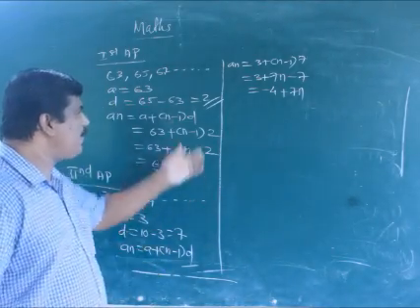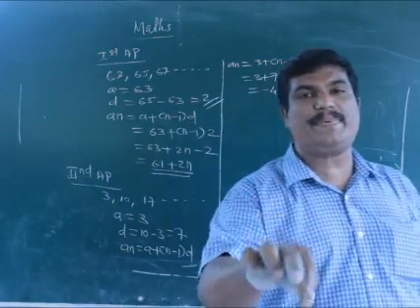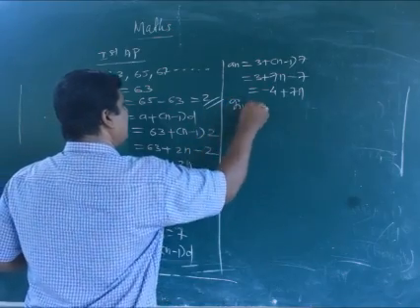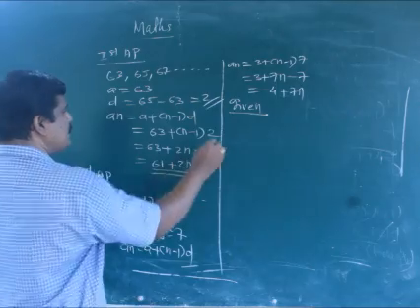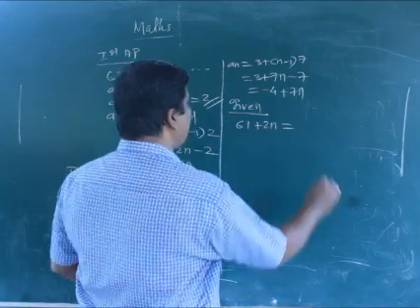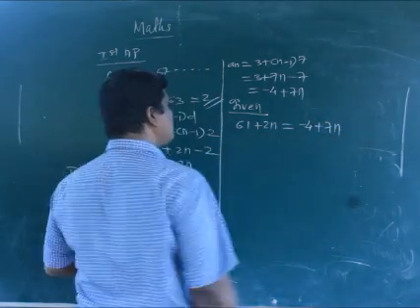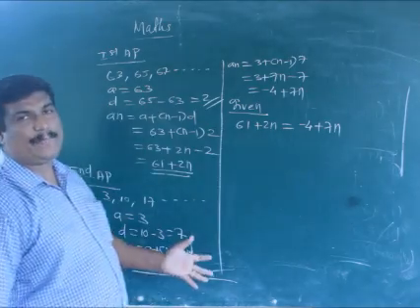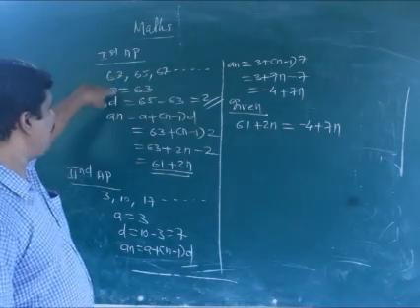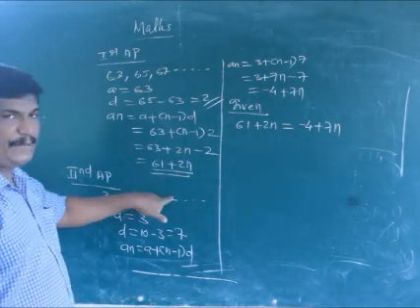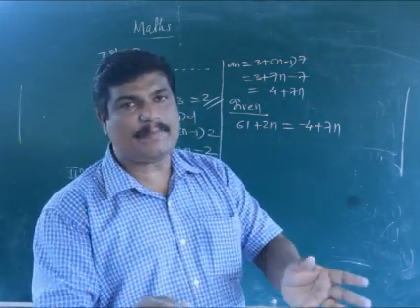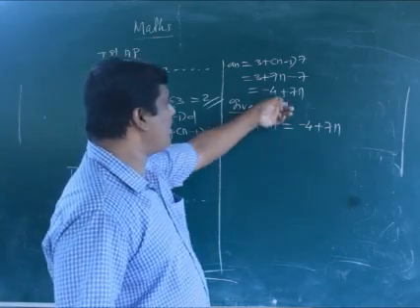So first AP, second AP. Given that the two APs' nth terms are equal. First you write the first AP's A, D and nth term, then write the second AP's first term, common difference and nth term. So 61 plus 2n is equal to the second AP's nth term, minus 4 plus 7n.